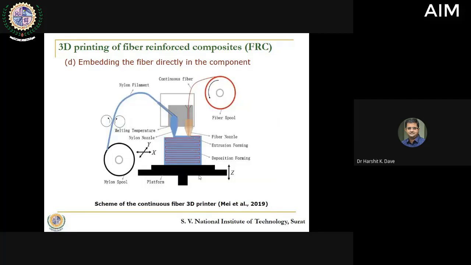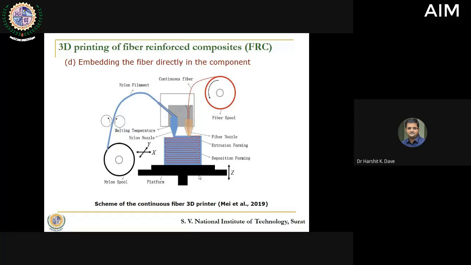The final method is embedding the fiber directly in the component. In this strategy, what you do is you have two separate nozzles. One nozzle works with the polymer filament. This particular figure is inspired by the work of ATAL, wherein they have used nylon filament. Here, this machine has two separate nozzles. From one nozzle you pass the nylon polymer, and from the other nozzle you pass the continuous fiber.